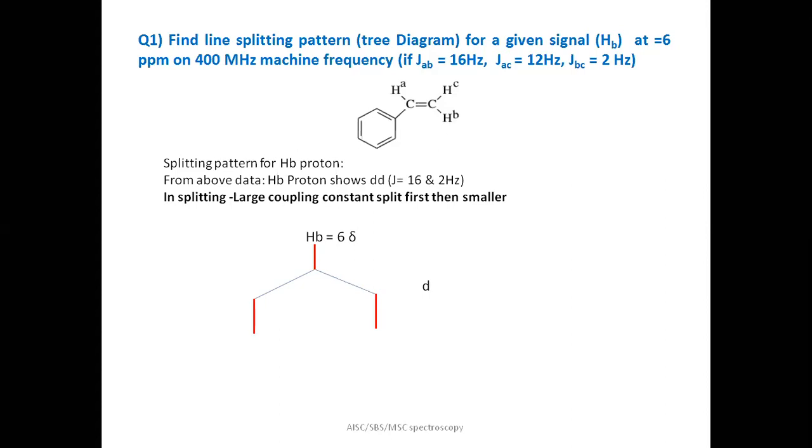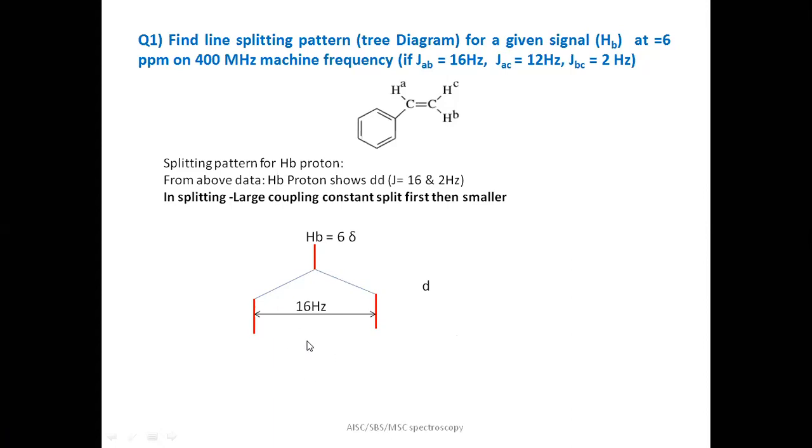Is it on your screen? Yes, sir. Okay, so that is a doublet, and the gap or distance between the two peaks is 16 hertz. That is called the coupling constant. What is a coupling constant? The distance between two peaks is the coupling constant. So this has 16 hertz, correct?